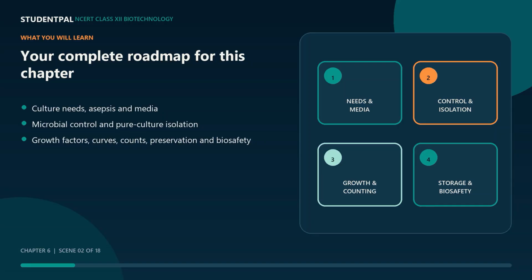After that, we study streaking, spreading, pour plating, and dilution as ways to obtain isolated colonies. We will examine temperature, pH, oxygen and water availability as environmental growth factors, draw the lag, exponential, stationary and decline phases of a batch culture growth curve, and compare direct counts, viable counts, turbidity and biomass. Finally, we calculate colony forming units, discuss culture maintenance, and close with containment, decontamination and biosafety.